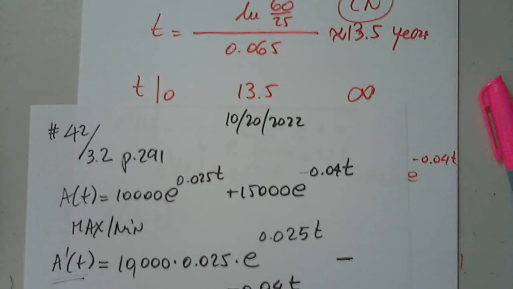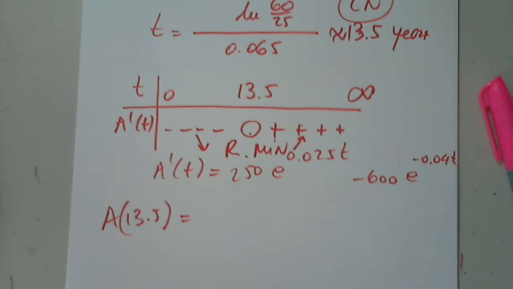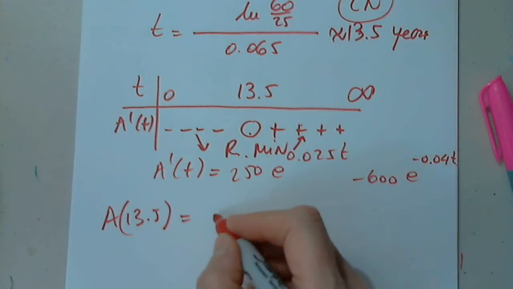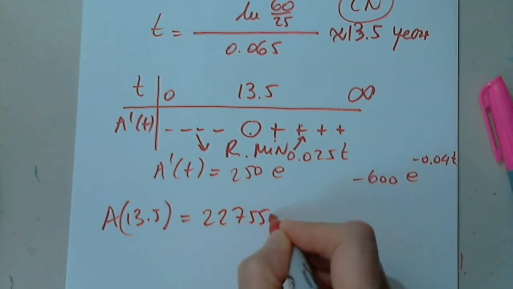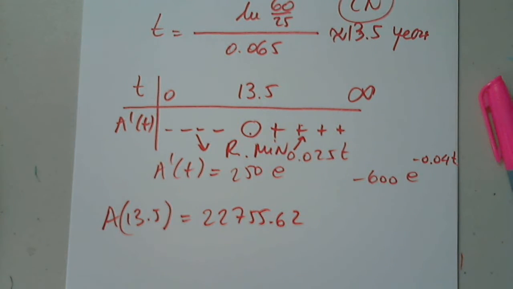Okay. So this is 22755.62. And that's, I'm assuming it's dollars. It doesn't say, but the combined value. Okay.